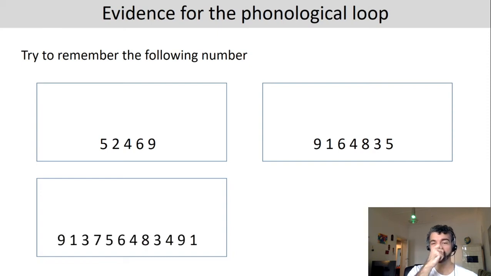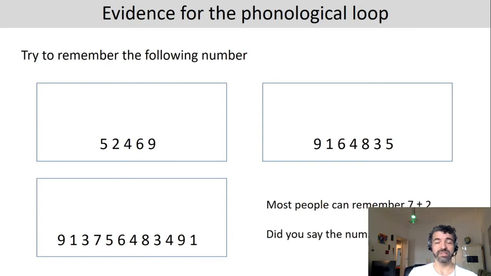So how many people could remember the last task, with how many do we have here? 12 digits. Probably only very few of you could do that. I could certainly not do that. What most people can remember is 7 plus minus 2 of these digits. And the best way to do this task, and that's the way that most people do it, is saying the numbers in your head, basically reading them in your head. And this is evidence for the phonological loop.